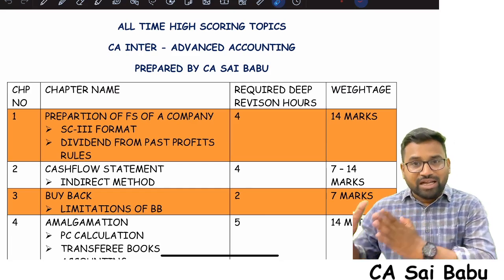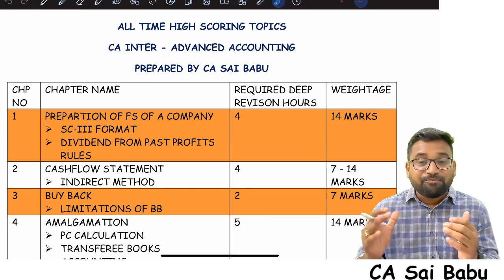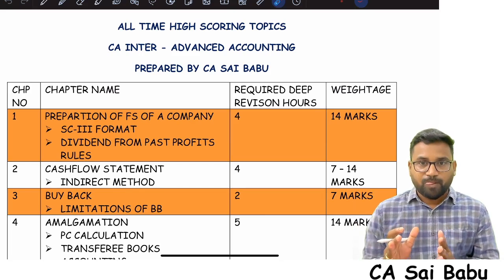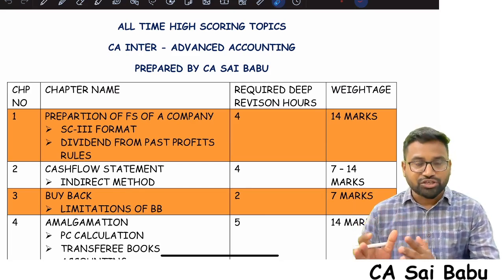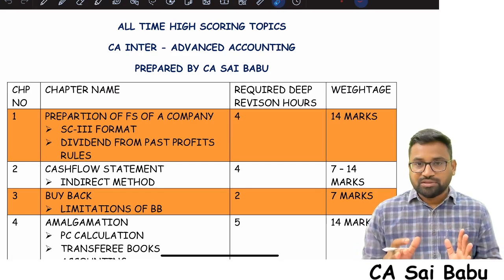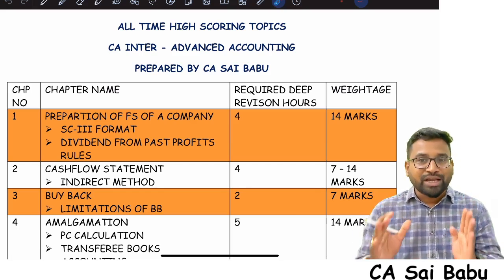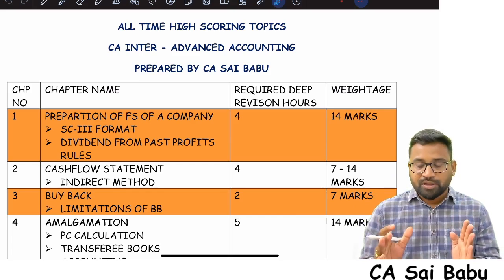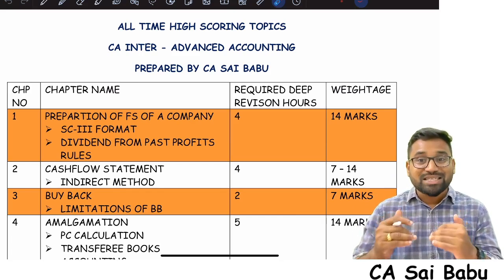Next 10 days, if you are able to spend 50 hours of time with 100% focus and attention on the following topics, guys, trust me, you are going to get exemption. Sure shot, you are going to get 60 plus.